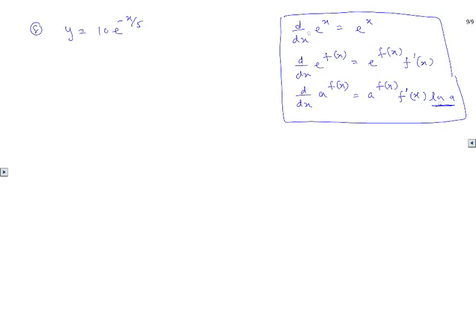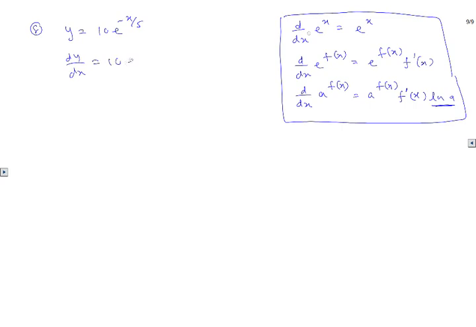The derivative of e to the x is e to the x, and the derivative of e to the f(x) is e to the f(x) times f prime of x. The derivative of a to the f(x) is a to the f(x) times f prime of x times ln a. Okay, so let's use that here. So we have dy by dx. This is the chain rule actually. So what do you get?